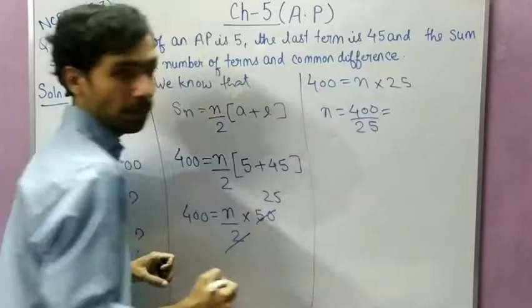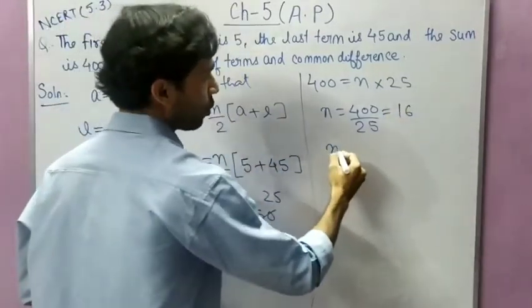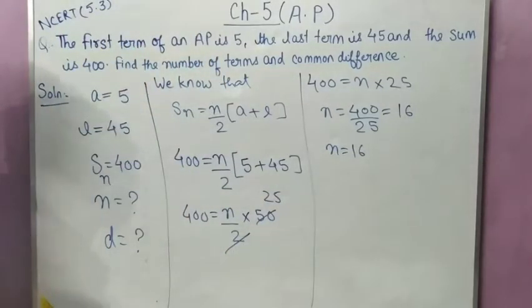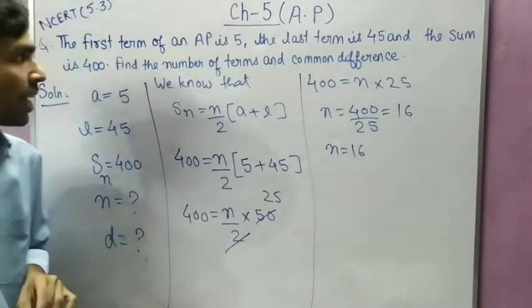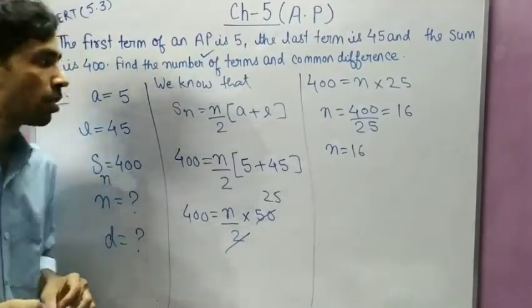So n will be equal to 400 by 25, which means 16. So n equals what? 16. So how many terms are there? 16 terms are there in the AP. So by that we have calculated the first one. Now we have to calculate the common difference.